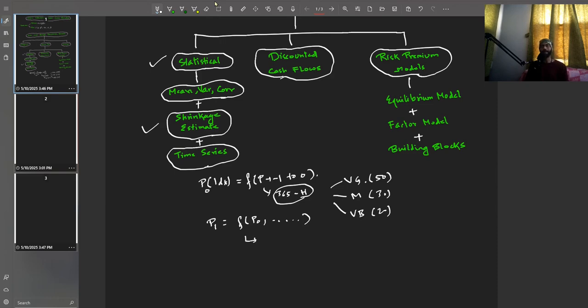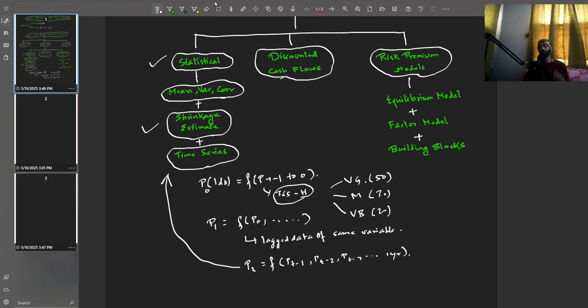So you are using lagged data of the same variable. For you, price at time t is a function of price at t minus 1, price at t minus 2, price at t minus 3, ... for 1 year, right? This is your thesis. Now this is called a time series. You are using the same variable with a lagged time as the variable which will predict the future value. So you're using the same variable value in the past to project the future. This is called a time series evaluation.